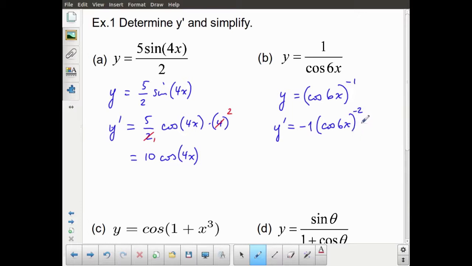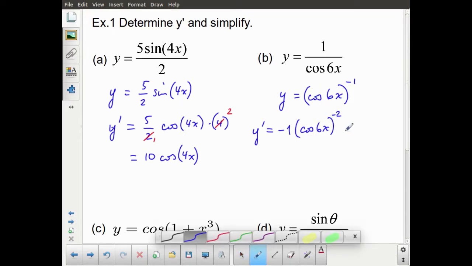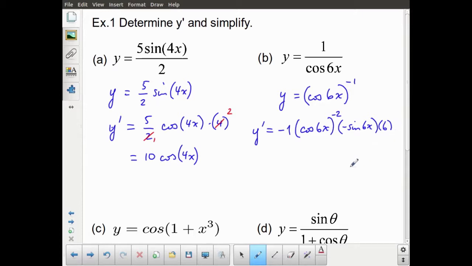But now I have to take the derivative of what's inside here. And so now we're actually getting to the derivative of cosine itself. I need a little more room. The derivative of cosine is negative sine of 6x. But we're not done yet, because this one is a case of a chain rule inside a chain rule. I also have to take the derivative of this argument, which is equal to 6.